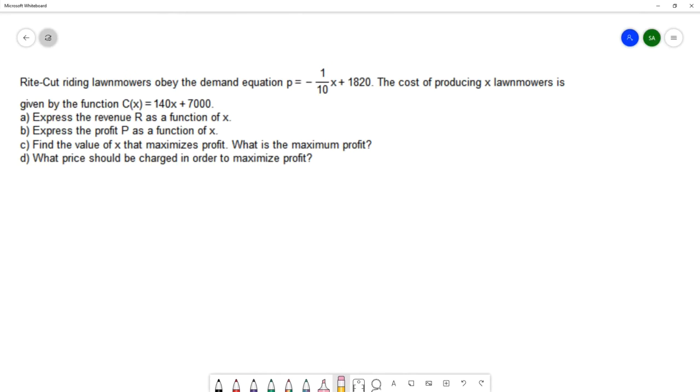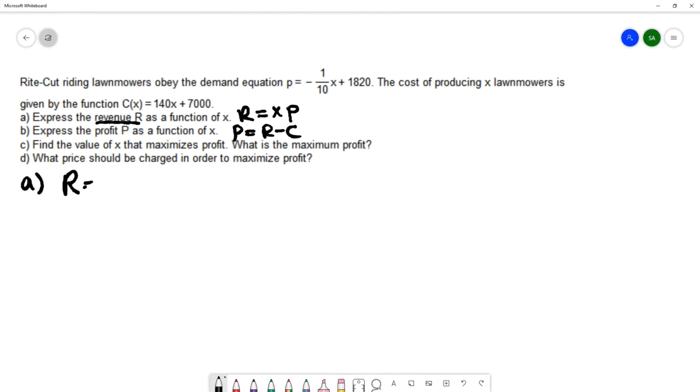So there are a couple formulas that we need to know in order to do this problem. These are formulas that are used in business for revenue, and the formula for revenue is R equals x times P, where x is the number of units and P is the price. We also need to know a formula for profit. And profit is revenue minus cost. So we need to do part A before we're able to do part B. So we're going to start with part A by expressing revenue as a function of x.